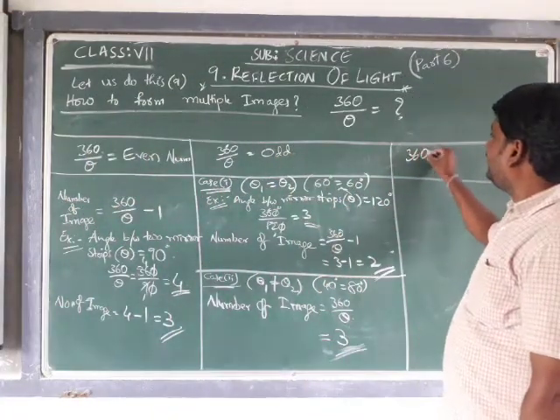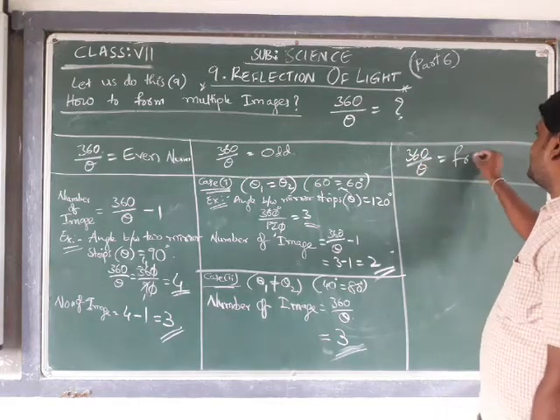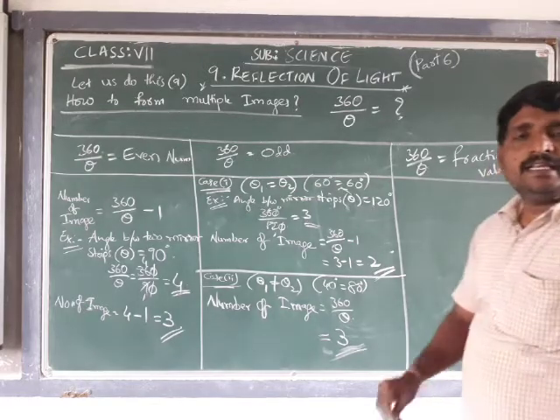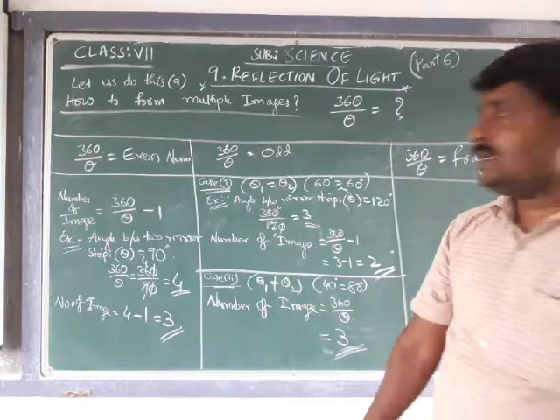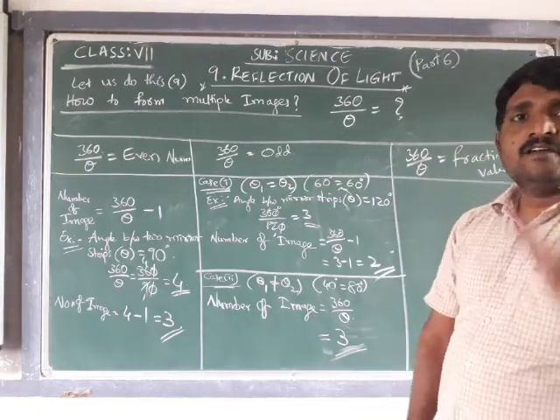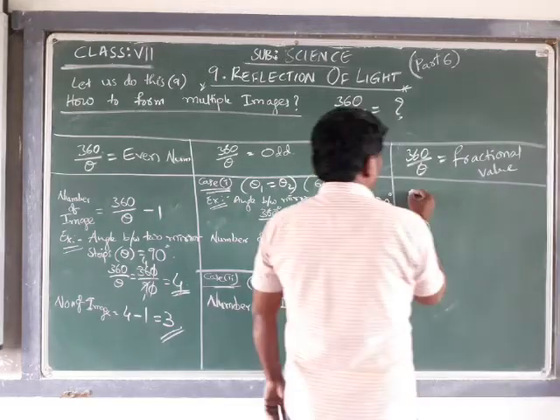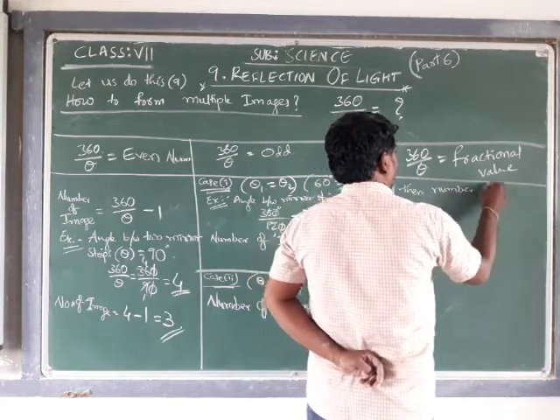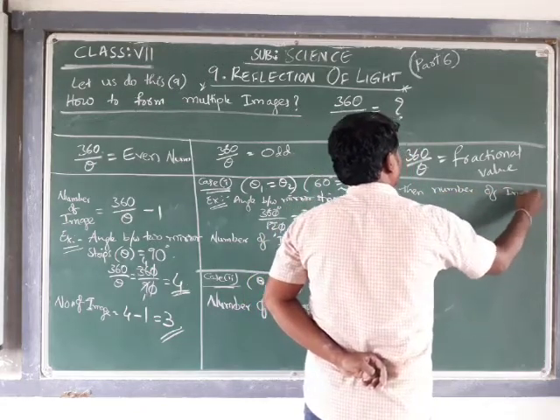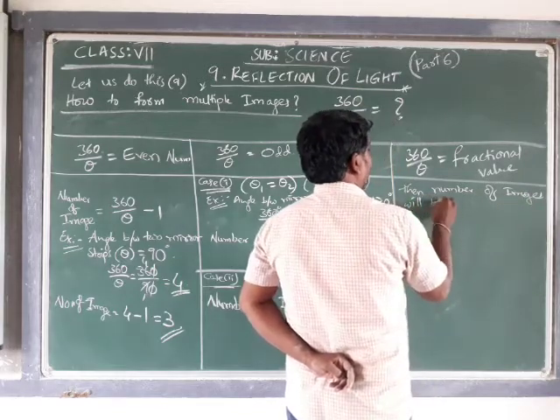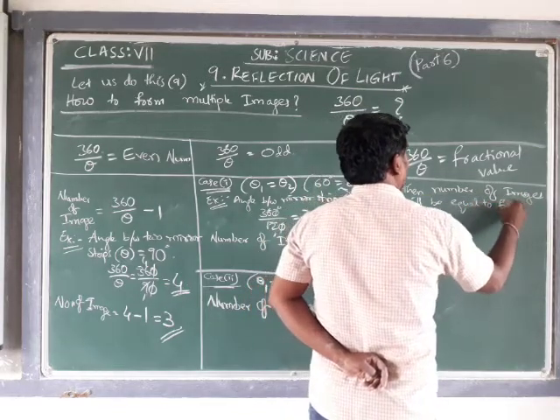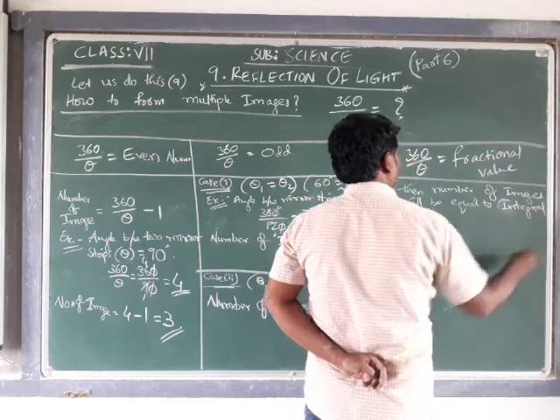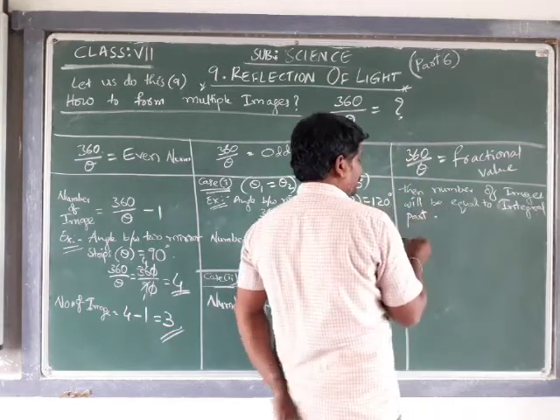And if 360 by theta is a fractional value, what happens? Then the number of images will be equal to the integral part. What does it mean?